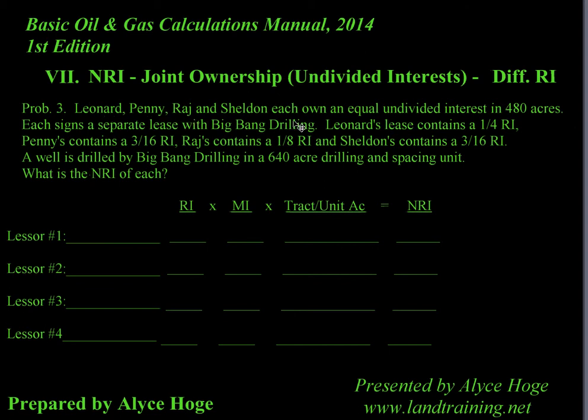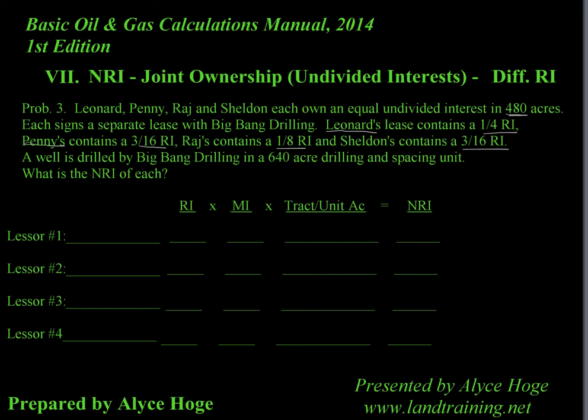Leonard, Penny, Raj, and Sheldon each own an undivided interest in 480 acres. So I'm going to underline 480 acres. Each signs a separate lease with Big Bang. Leonard's lease contains a 1/4 royalty. Penny's contains a 3/16 royalty. Raj's contains a 1/8 royalty, and Sheldon's contains a 3/16 royalty. So they've negotiated different leases and they have different interests.